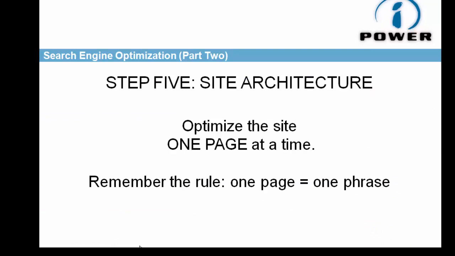And here's the key principle: optimize the website one page at a time. In other words, every single page should be used to promote one phrase. So once again, I'm going to repeat this rule: one page, one phrase. That's easy to remember. It's a really important rule for search engine optimization. So guess what? If your website has 27 pages, you have 27 opportunities for 27 different phrases. That's how it works.